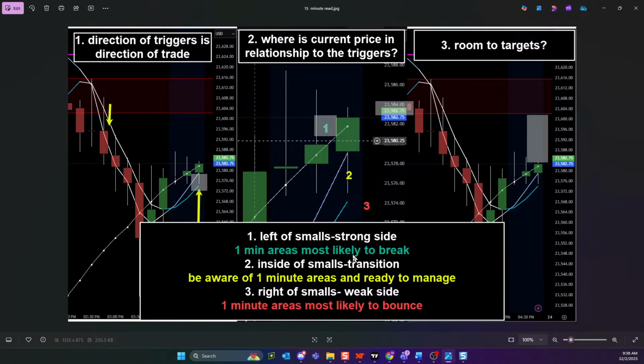This is the holy crap, I can't wait to find an entry side. Because 1 minute areas are more likely to break. This is your big move look. This is your warm fuzzy look. And Miss Trina, on your momentum trade, that's the look that gives you the confidence to keep stops in place.